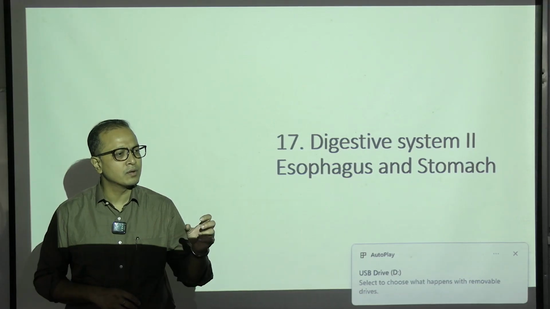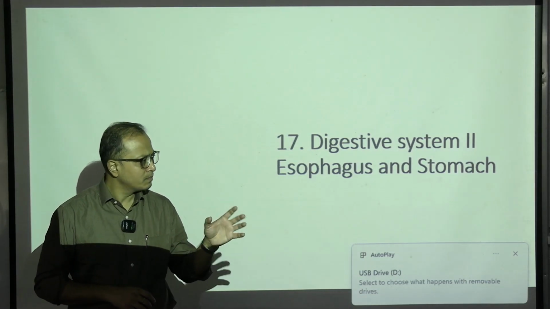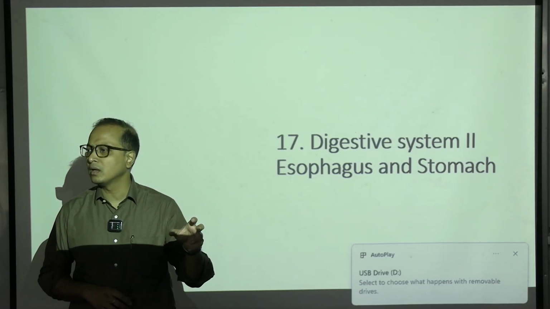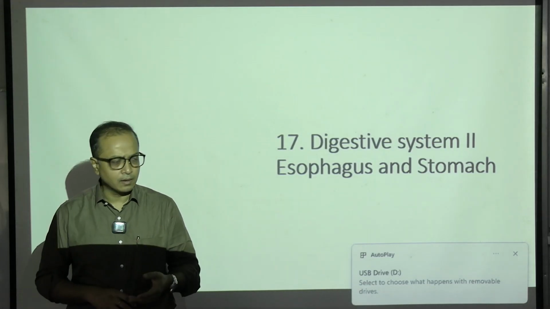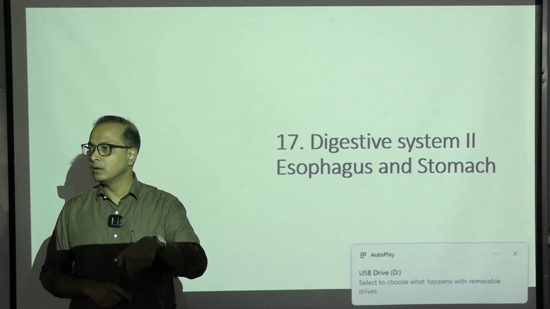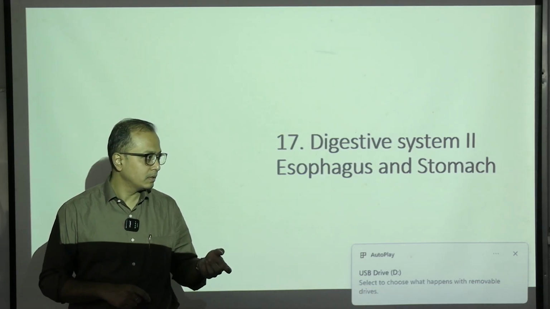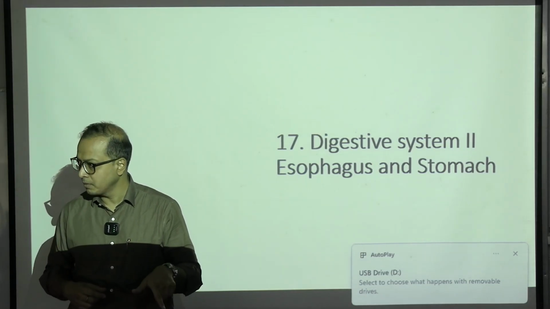So, it has some muscles, it needs nerves to move the muscles, and this region has blood supply to sustain these elements, clear. Now, the muscles that we have here are not under voluntary control. That means we cannot move our esophagus muscles. So, these are involuntary muscles.